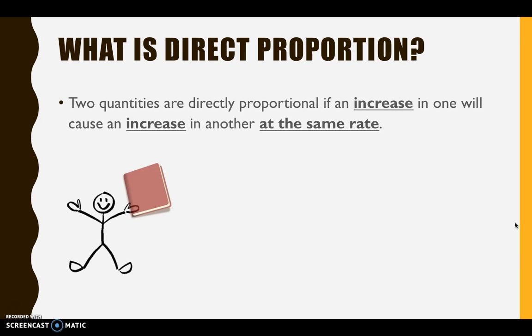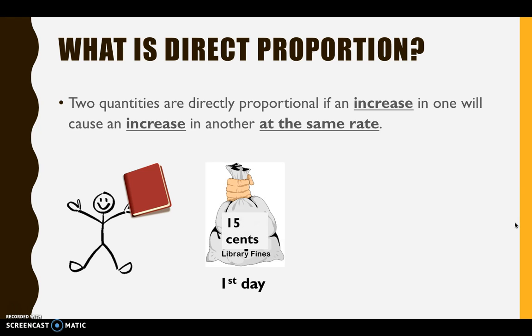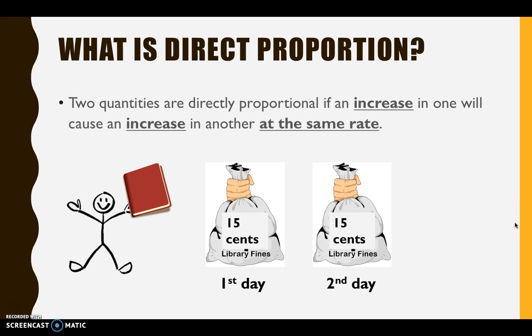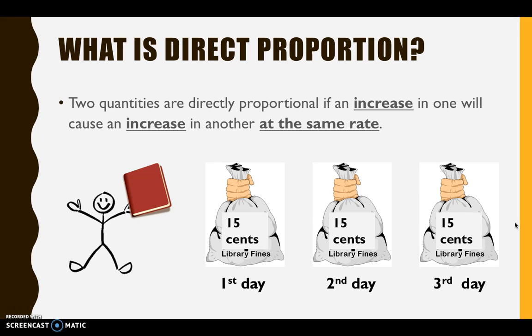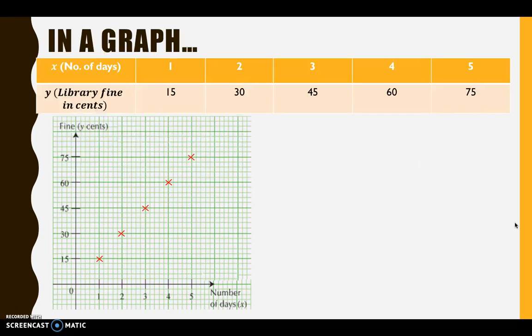Alright, so same person, you would know that if you return a book late to the library, you will be fined for it. So suppose there is a library that charges a fine at 15 cents per day. So on the first day, you have accumulated 15 cents of fine. And on the second day, you have accumulated another 15 cents of fine, making your total fine about 30 cents. And on the third day, you have accumulated another 15 cents, which makes your total fine 45 cents.